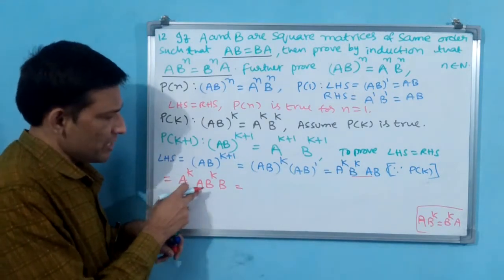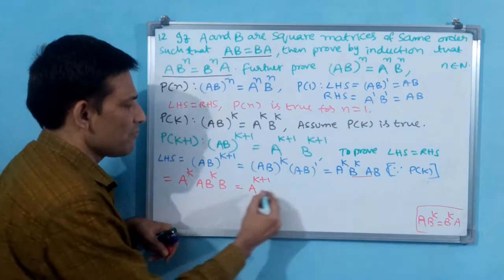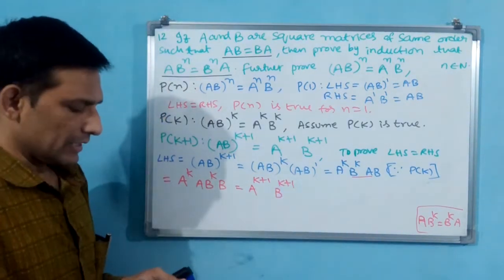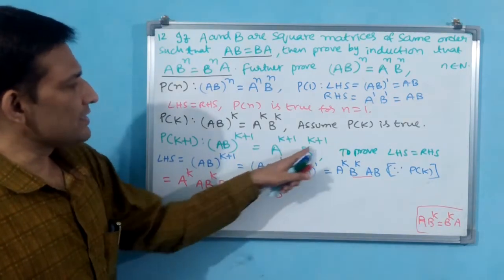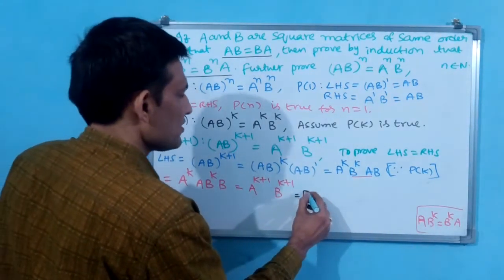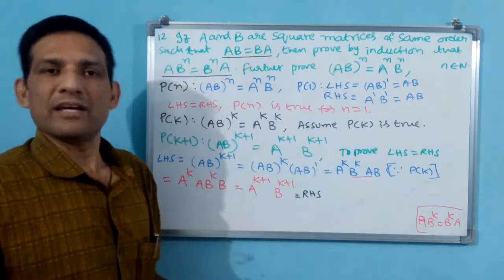See, a power k into a power k plus 1, b power k into b power k plus 1. Is it okay now? Now you see, is this the RHS? a power k plus 1 into b power k plus 1, that is equal to RHS. Write down LHS is equal to RHS, hence proved.